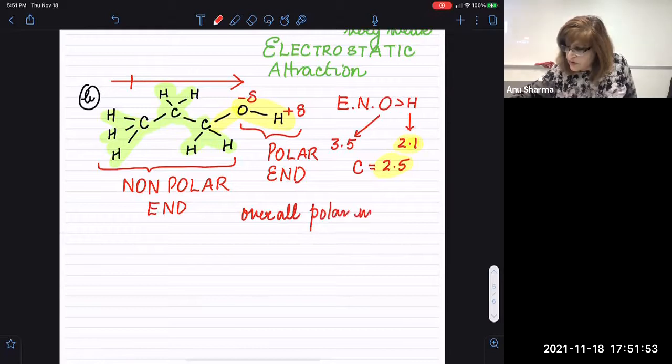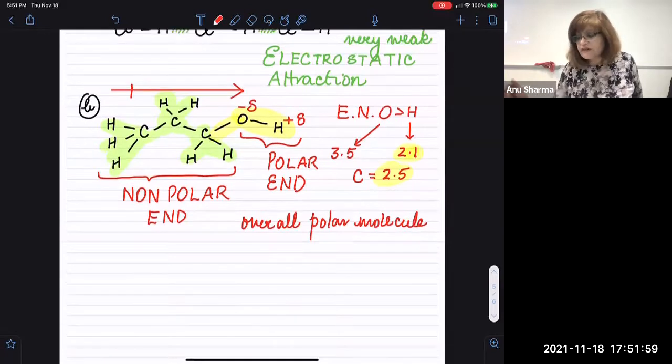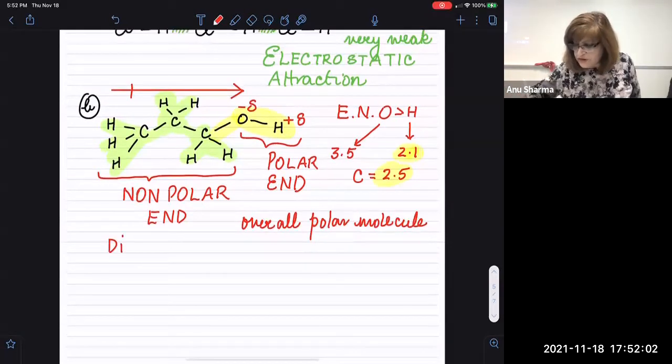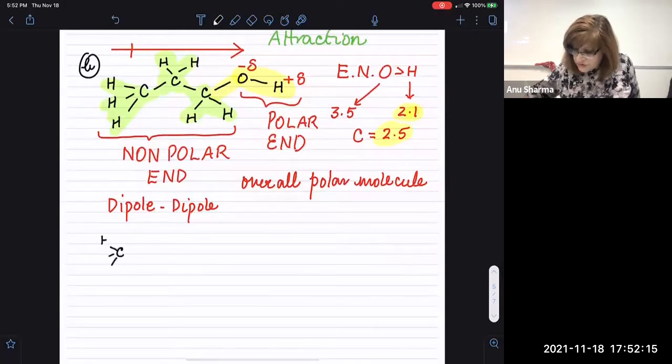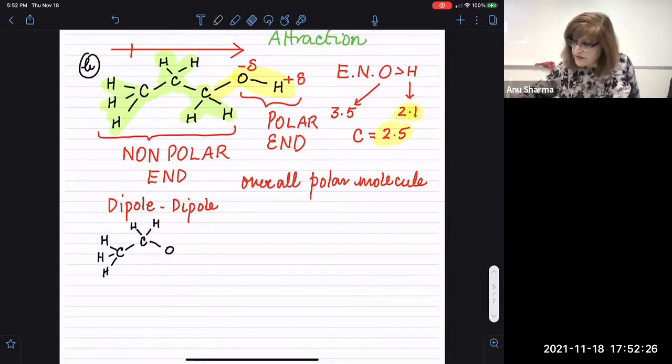Because of that, there is a dipole in this molecule. So the kind of interaction this molecule will have with another molecule would be dipole-dipole. What does this mean? Let's do this again. Carbon with three hydrogens, this CH2, CH, and then this oxygen. No, there are three carbons, sorry. These three carbons, then the oxygen. Like that.